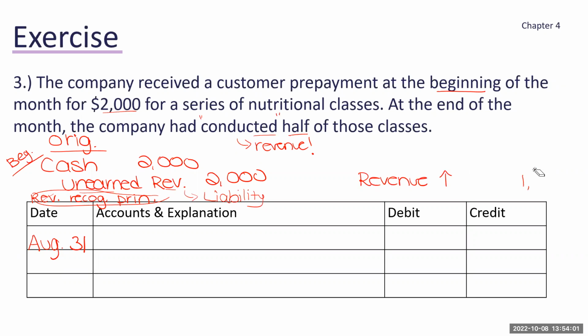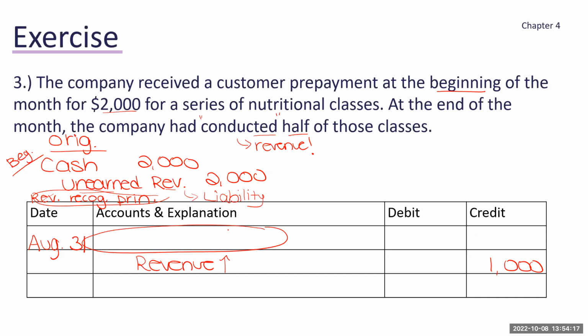We have earned, I guess I should do it down here where I actually have the template, sorry. Do it down here, revenue. We have earned a half or $1,000. You increase revenue with a credit. And think about what your debit offset is going to be.